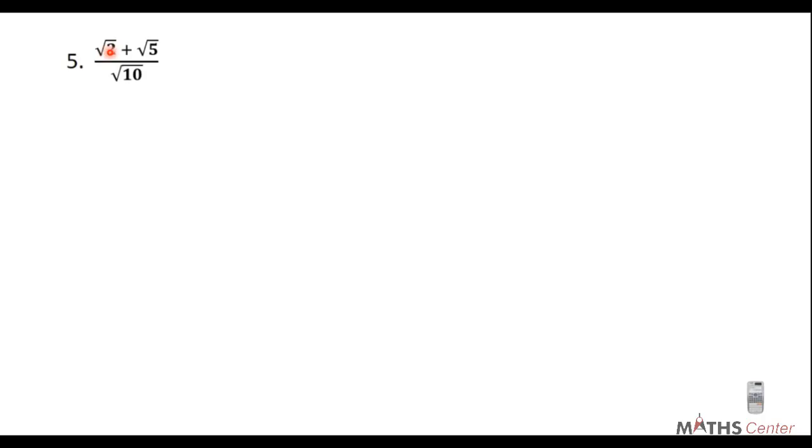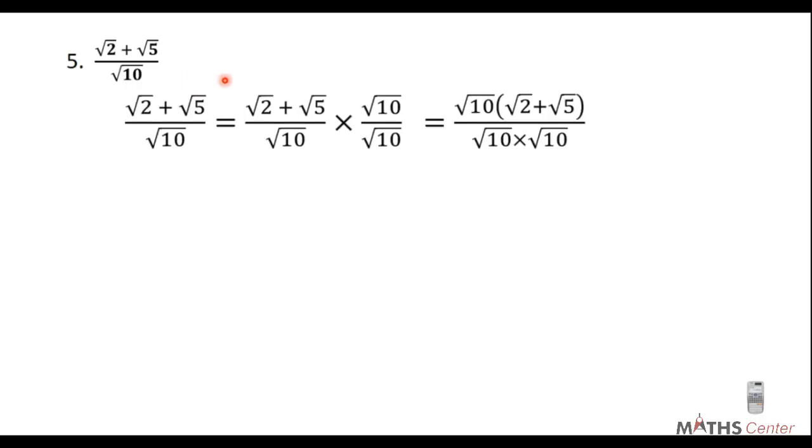We have square root of 2 plus square root of 5 all over square root of 10. Now you can see everything here is in its simplest form. You can't break square root of 10 further because it has no perfect square in it. This has no perfect square and that also has no perfect square, so they are all in the simplest form. So straight away you rationalize. When you are rationalizing, we say that you multiply both the numerator and the denominator by the denominator.